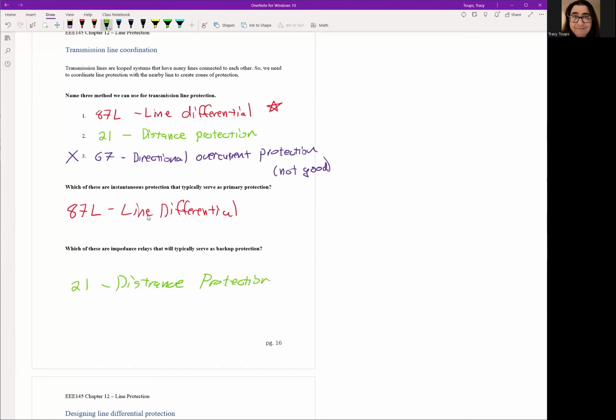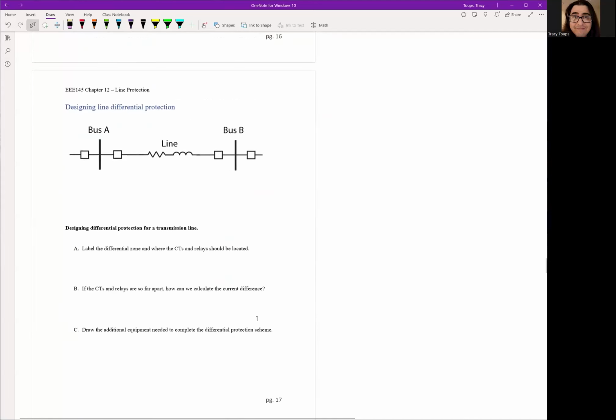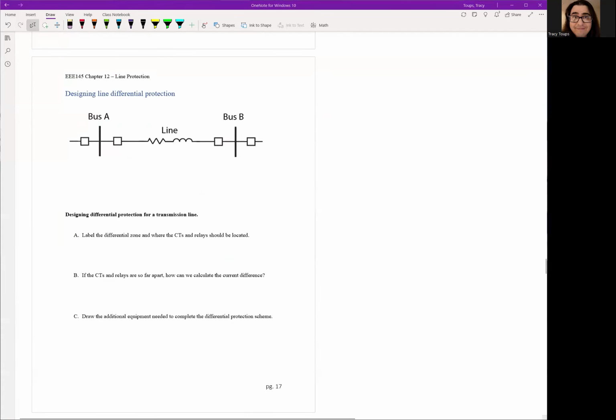Okay, and honestly, the 87L and 21, those are kind of side by side. You'll see them in almost every transmission level protection scheme. Okay, let's go ahead and do the line differential first. So here, let's talk about designing it.